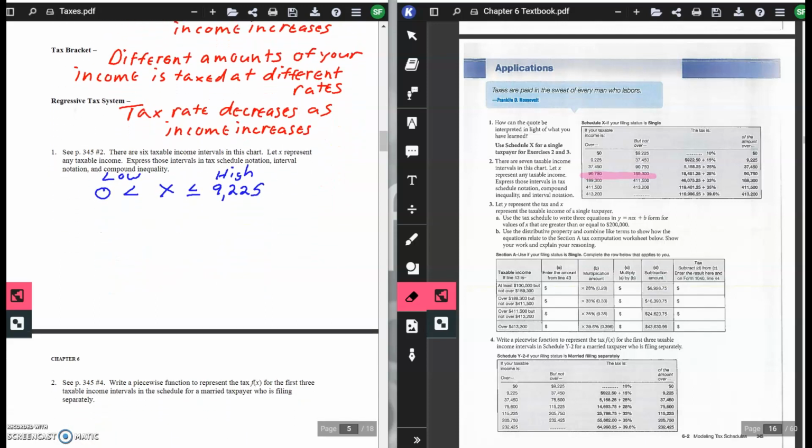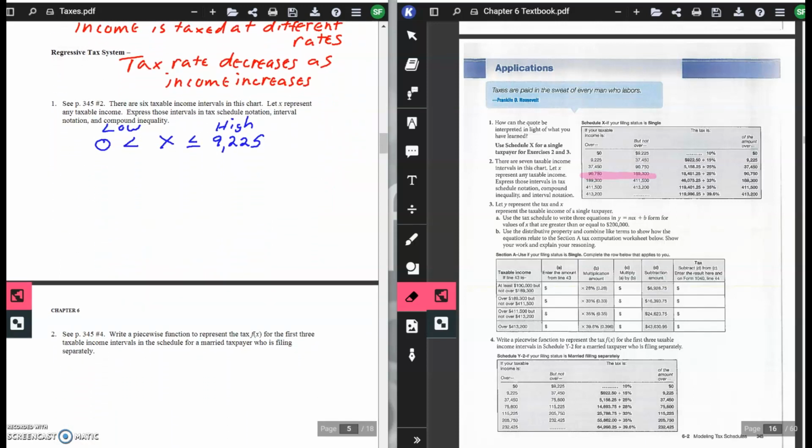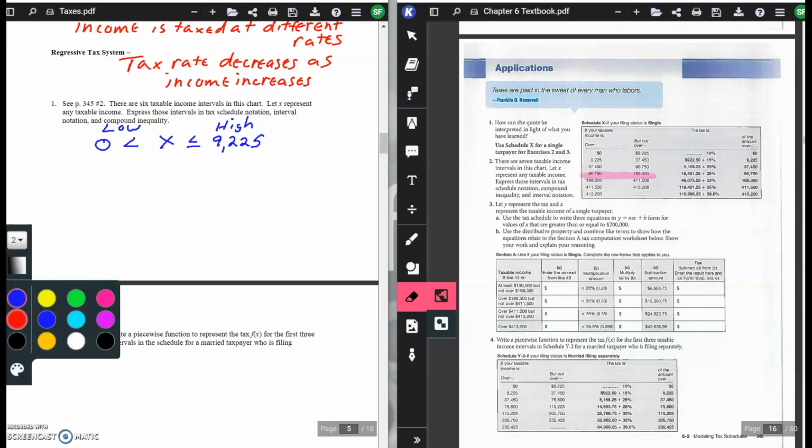Question number 1 says, on page 345, number 2, which is off to the right-hand side here, there are 6 taxable income intervals in this chart. Let X represent any taxable income. Express those intervals in the tax schedule notation, interval notation, and compound inequality. So we're going to do a compound inequality here. On the left-hand side, you want your lowest value, and on the right-hand side, you want your highest value.